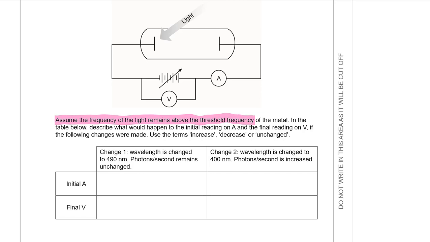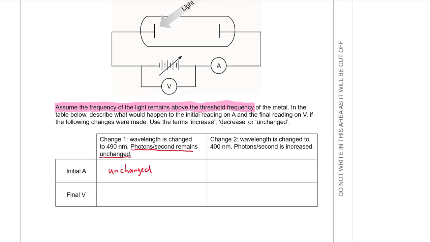So for the initial current, you'd expect it to be unchanged, and that's because what you've been told in the question is that the photons per second remains unchanged. So if each of those photons is still going to be releasing an electron, then the current going through this ammeter will remain unchanged. However, because you have less energy being given to these electrons, they're going to have less kinetic energy as they leave the target, which means that the potential required to stop them from reaching the other side of the apparatus is going to be less. So we can say that the final voltage is going to be decreased.